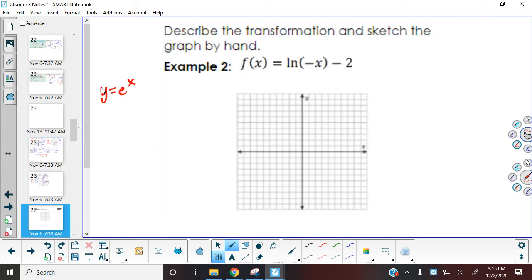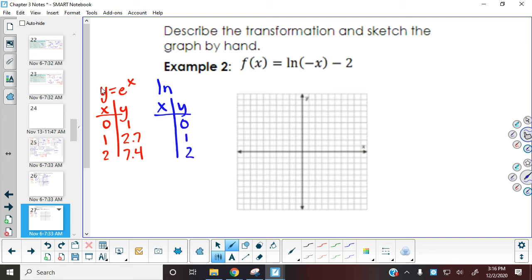So y equals e to the x. When I look at that, my values for my chart are going to be 0, 1. 1 is then going to be 2.7. And then if I plug in a 2, it's going to be 7.4. But again, that's my e. So my natural log has to be the inverse of that. So therefore, the natural log is going to be flipped. So instead, I have 0, 1, and 2 in the y column, 1, 2.7, and 7.4 in the x.